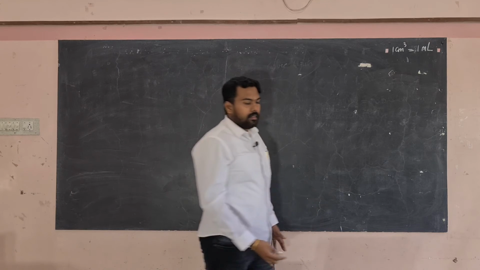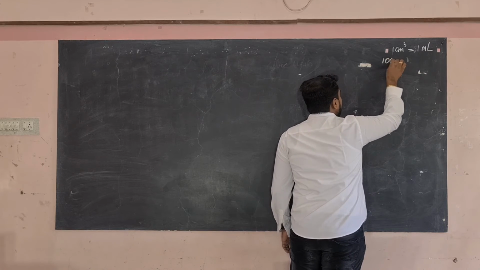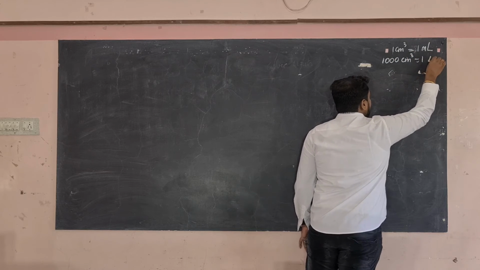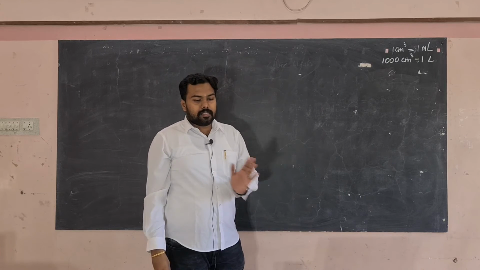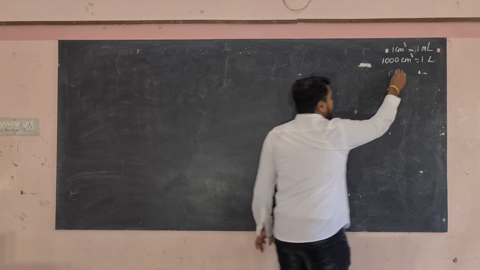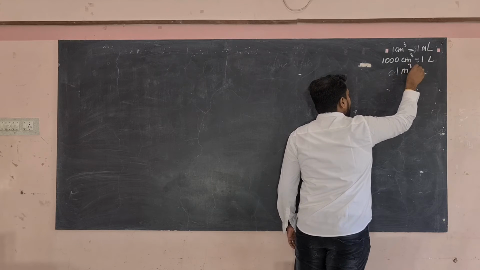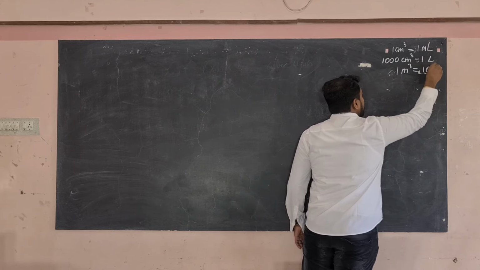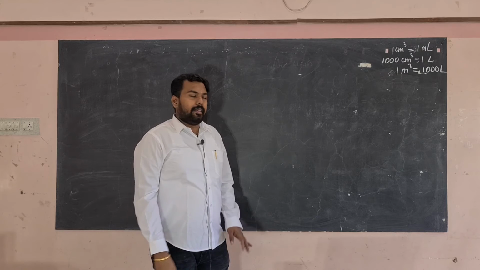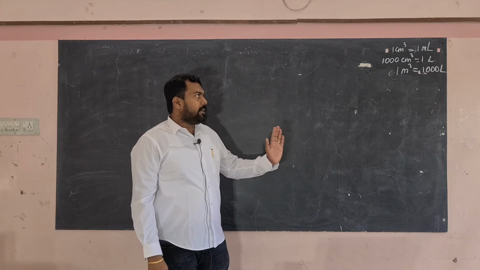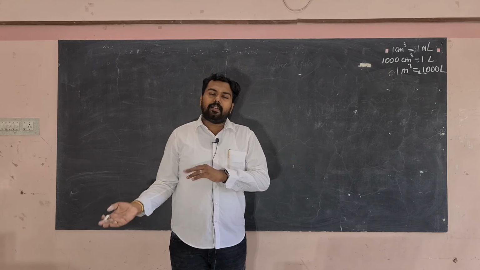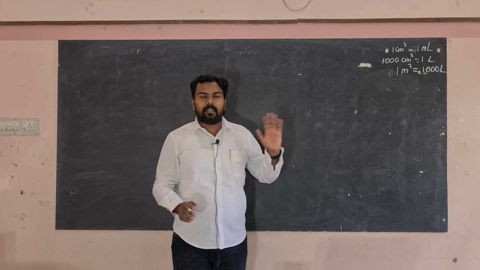Next, what they have given? 1000 centimeter cube is equal to 1 liter. Then 1 meter cube is equal to 1000 liters. So these three you need to know when you are going to convert from centimeter to liters or milliliters or meter to liters. Okay, these three we need to know.